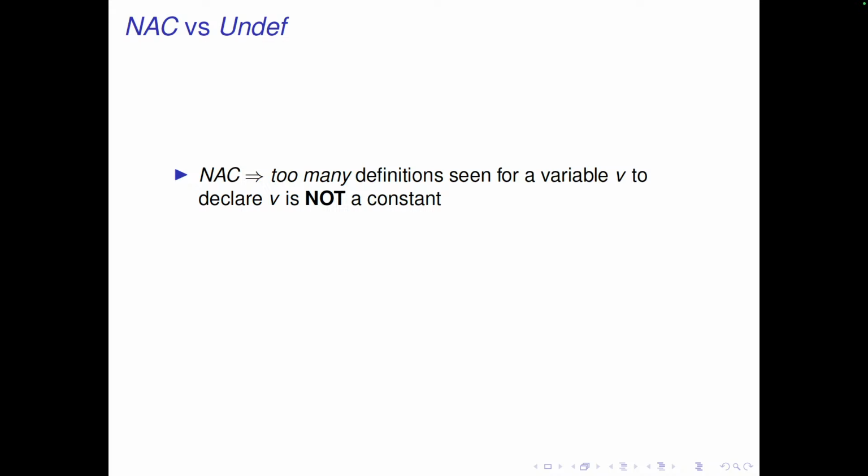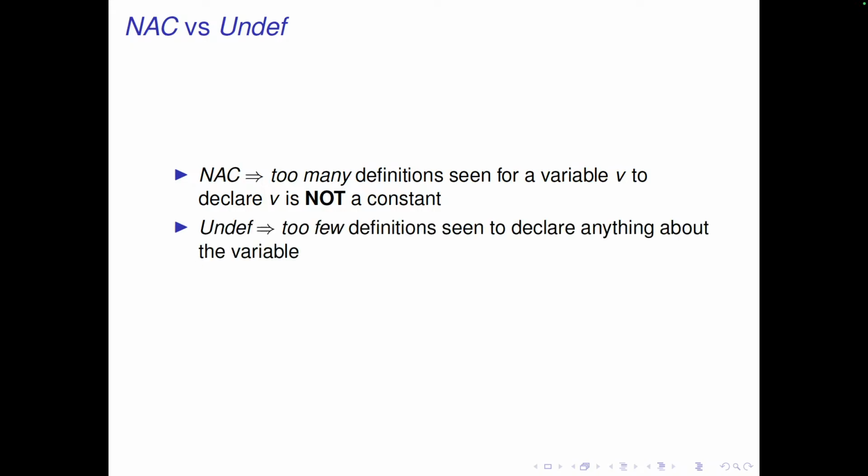So just to reiterate, NAC is too many definitions. When I say too many, different valued definitions have been seen for a variable, so we declare that V is not a constant. Undef is too few definitions. You have not seen enough to declare anything about V, to say anything with confidence about V.